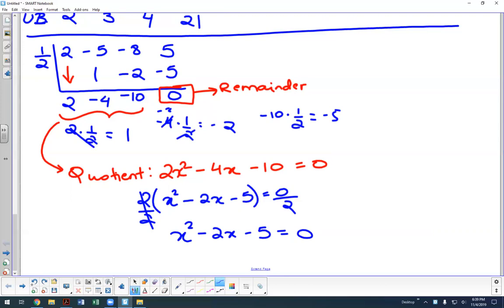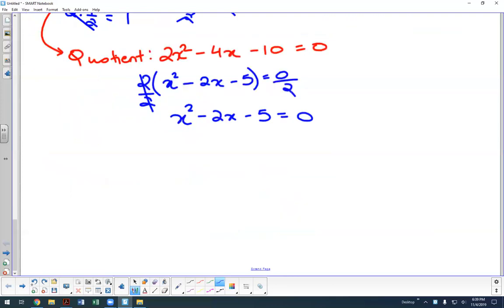Can I factor x squared minus 2x minus 5? Factors of -5 that will add up to give us -2. No, because 5 is what? Just 5 and 1, right? And either way you add or subtract, you're not getting -2. So what can we do if factoring doesn't work? Quadratic formula, yeah. When in doubt, use quadratic formula.